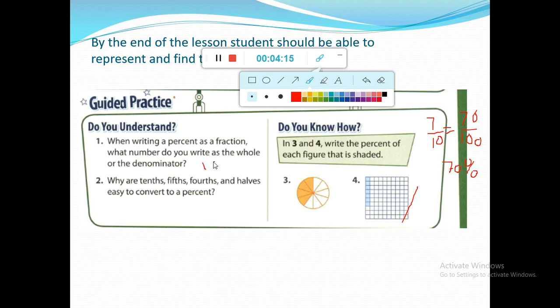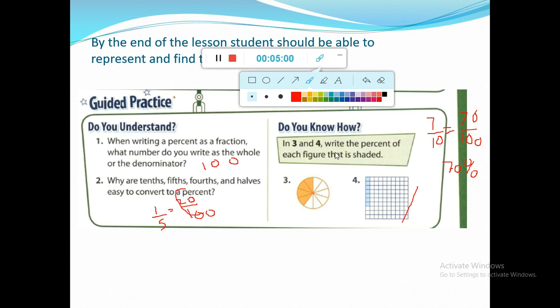So here, as I mentioned in number 2, why are tenths and fifths and fourths and halves easy to convert to a percent? Guys, let's suppose that we talk about fifths. 1 out of 5. So the denominator is 5. 5 is a factor of 100. So it's easy to write an equivalent fraction with the denominator of 100. If you multiply both by 20, we can get 20 out of 100. So 20%. So it's easy for these numbers to change them to a fraction with the denominator of 100. That's the reason.